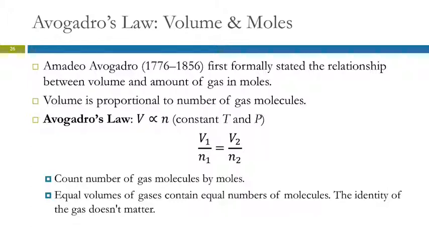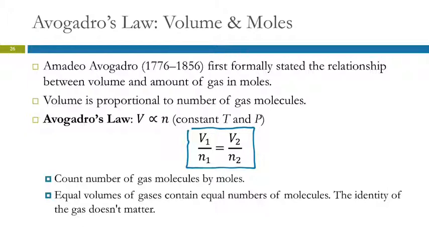Avogadro, we've heard of that guy before. Amadeo Avogadro looked at the relationship between the volume of a gas and the amount of gas in moles. Avogadro's number is named after this guy. So he found that the volume of a gas was proportional to the number of gas molecules. Not the mass, but the number of particles. So Avogadro's law: the volume is proportional to the amount of gas in moles. We can express this in an equation. V1 over N1 equals V2 over N2. This enables us to count gas molecules.